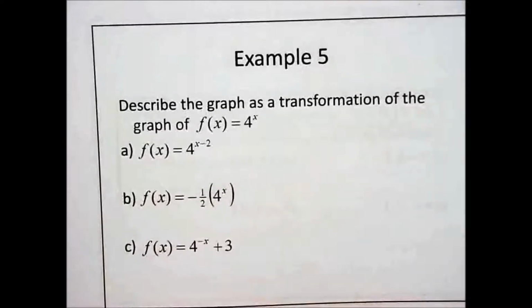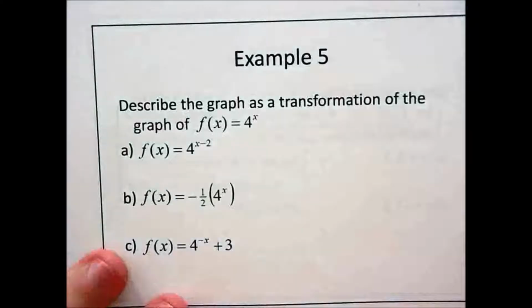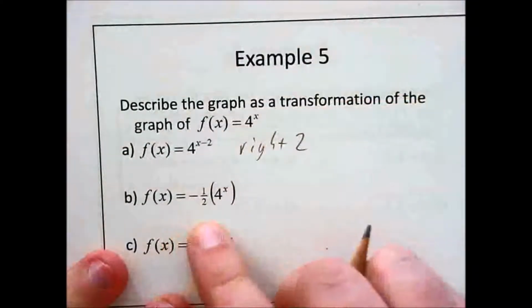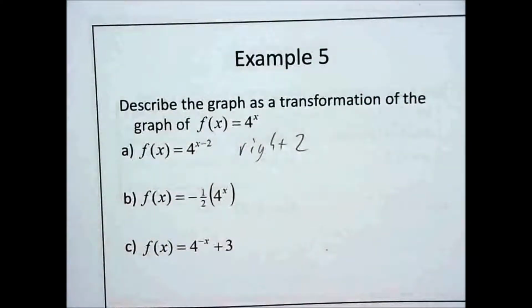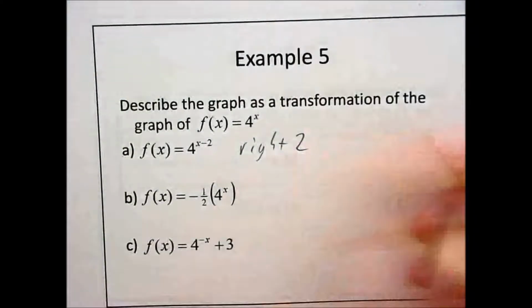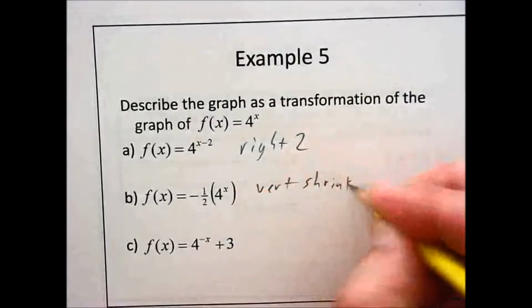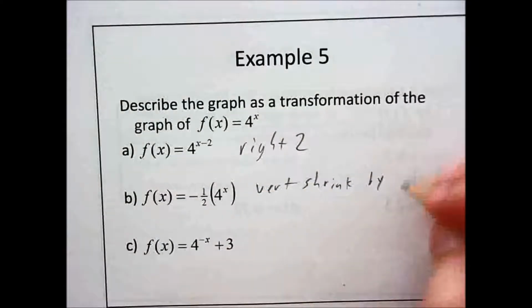So if I have a parent function that's 4 to the x, 4 to the x minus 2 is going to do what to it? Shift it 2 to the right. What about if I have -1/2 out front of the 4 to the x? What is that going to do to the graph? It'll flatten it. It'll compress it vertically by what factor? 0.5, yeah? So vertical shrink or compression, if you like, by a factor of 1/2.